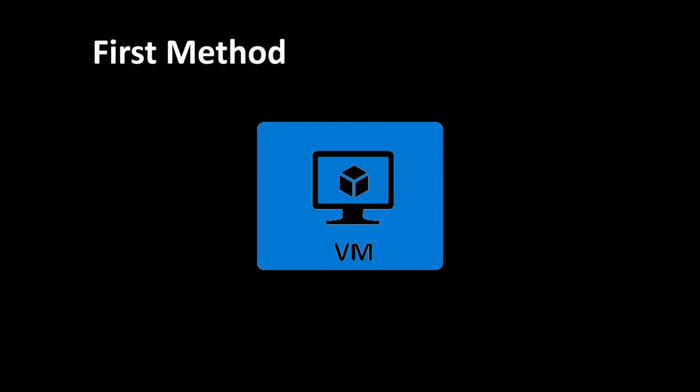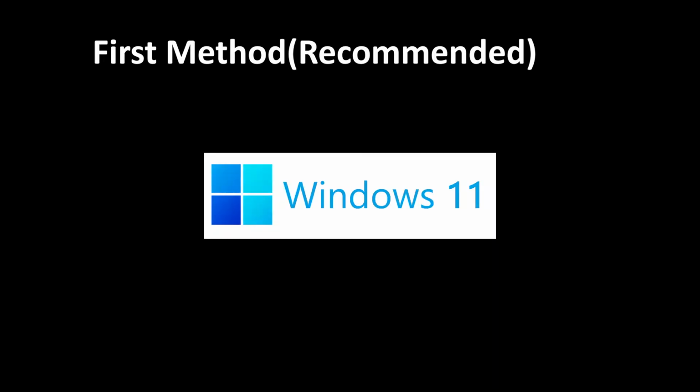In this video we are going to see how to install Windows 11. There are two methods. First method is to use a virtual machine in order to install Windows 11. This method is recommended as official Windows 11 is not released yet. This version is a leaked one, so it can have some bugs. If you don't want to take risk, you can use this method.